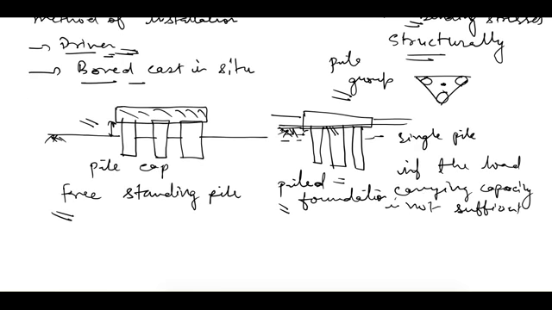And in case of expansive soil, black cotton soil being the best example, if this kind of soil is there, then we will always use this kind of method. That means we'll keep our pile cap at some distance from the surface of the soil.